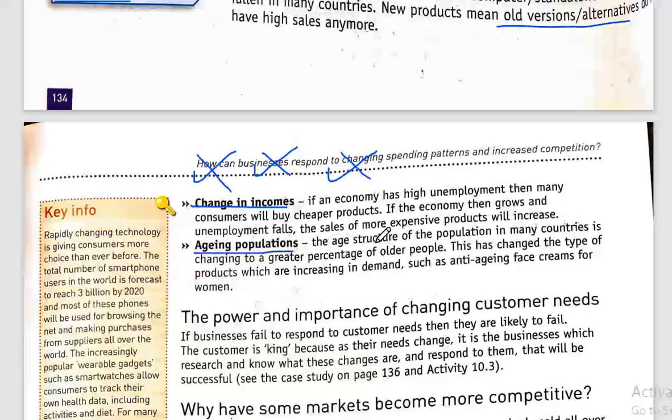Aging population. The age structure of the population in many countries is changing to a greater percentage of older people. This has changed the type of products that are increasing in demand, such as anti-aging face cream for women. So we're going to be paying attention to the aging part. If I'm serving a population that's mostly teenagers, or mostly older people, then based on the changes in the aging population, it's going to shift the spending patterns from product X to product Y.